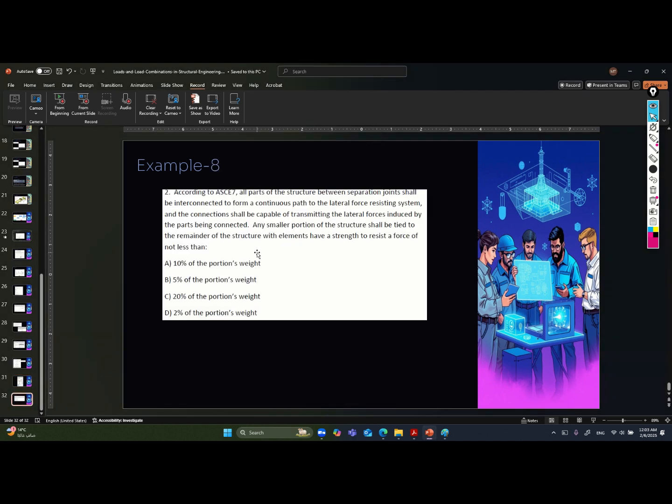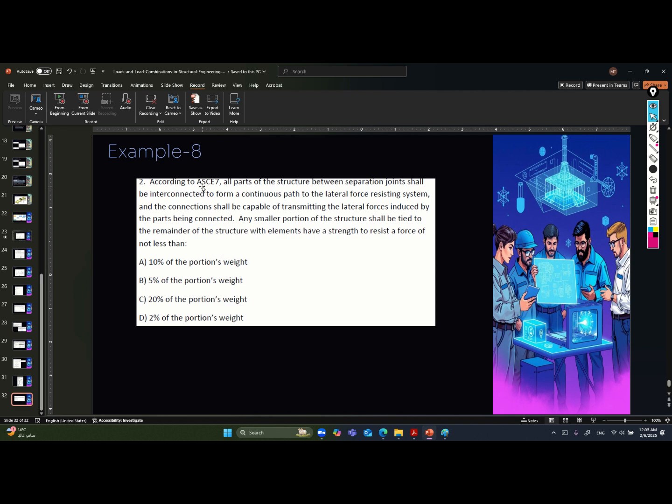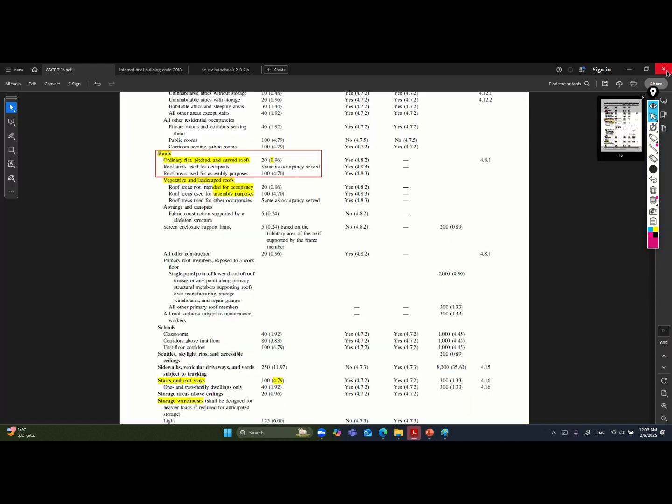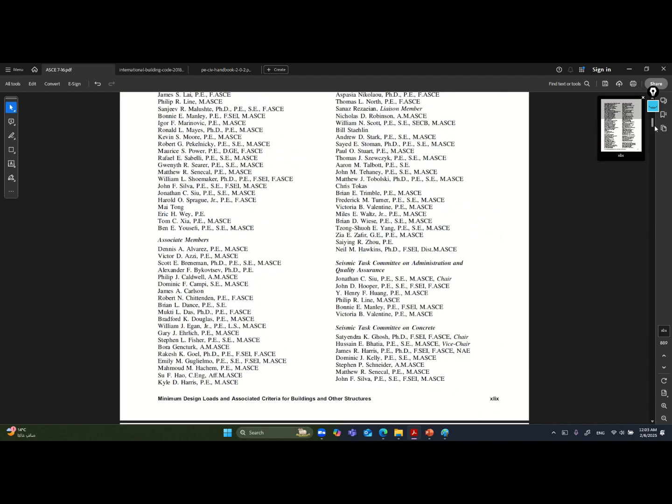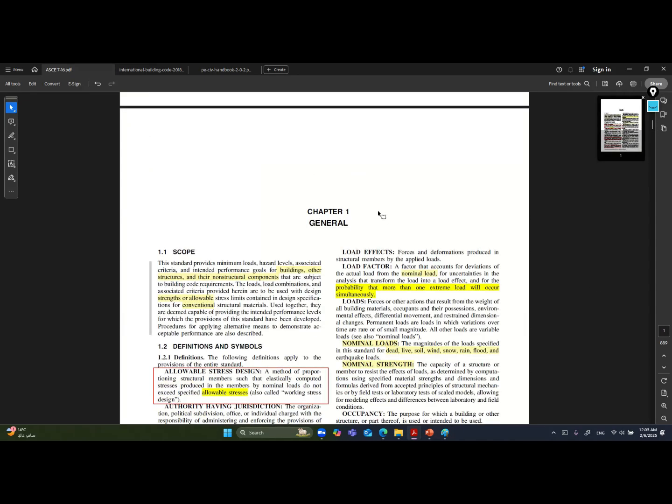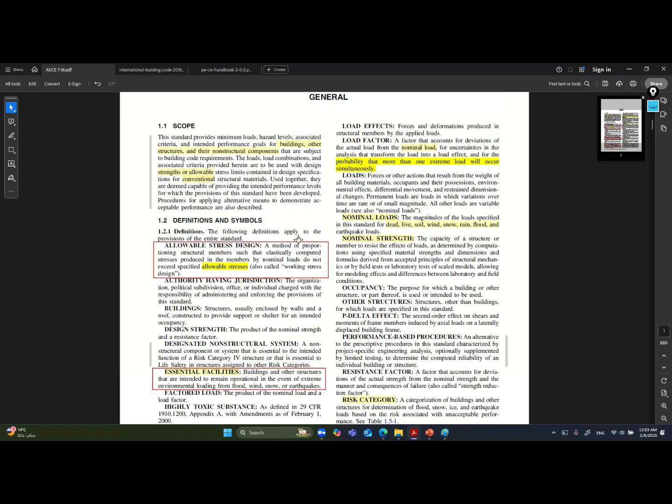Question 8, okay, that is a theoretical question as I told you before. It tells you, according to ASCE 7, all parts of the structure between separation joints shall be interconnected to form a continuous path to the lateral force resisting system, and the connection shall be capable of transmitting lateral forces induced by the parts being connected. Any smaller portion of the structure shall be tied to the remainder of the structure with elements having a strength to resist a force of not less than 5% of the portion's weight. If you don't know about this in ASCE, it will be difficult for you to discover it in the exam. It will take some time to find the minimum value of the 5%.